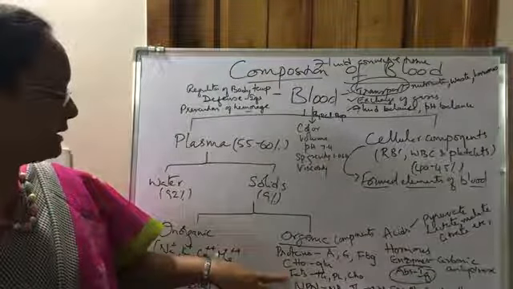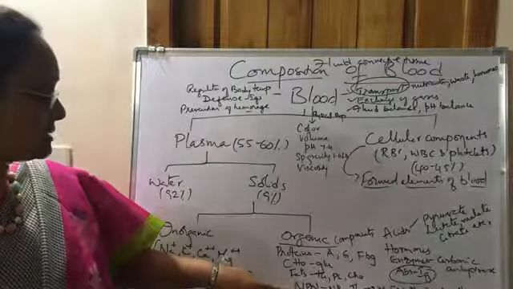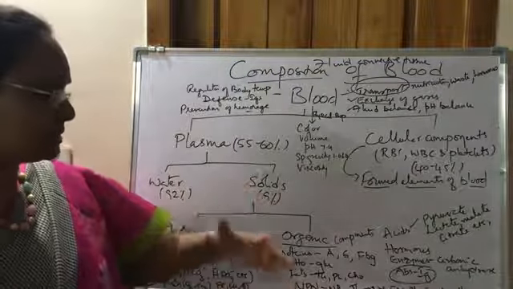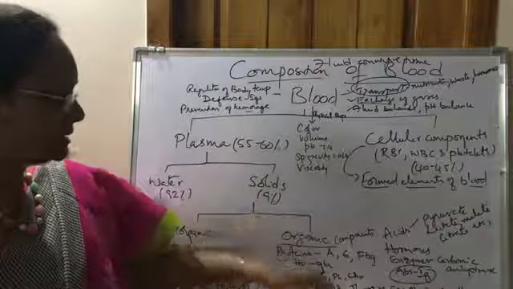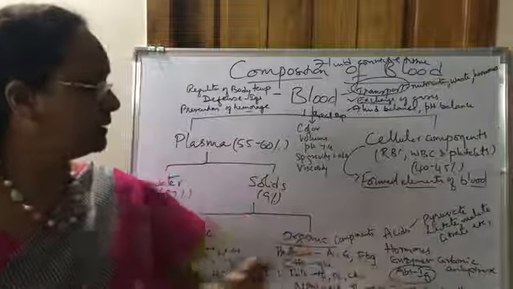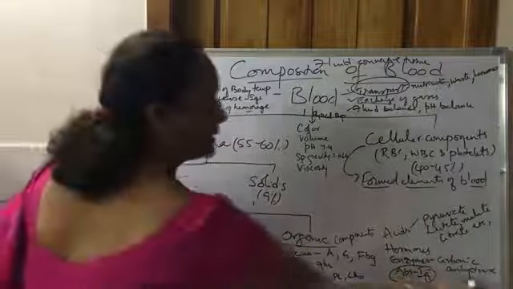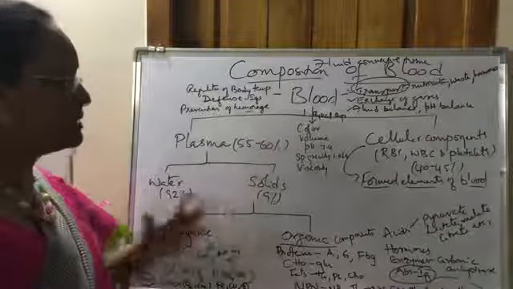They are also present in plasma. NPN, non-protein nitrogenous substances. Other than protein, nitrogen is also present in the form of certain substances: urea, creatinine, uric acid, ammonia, thyroxine, epinephrine, bilirubin, creatine. Urea, creatinine and uric acid are the most important of these. All these blood NPN, non-protein nitrogenous substances, are present in plasma.